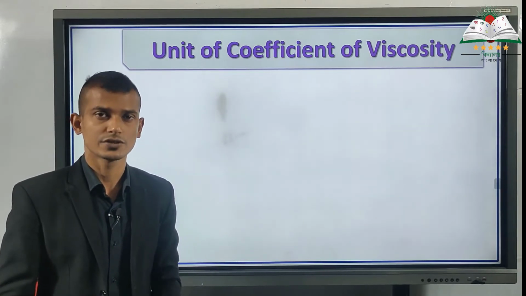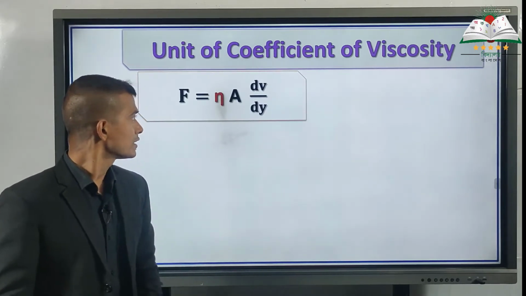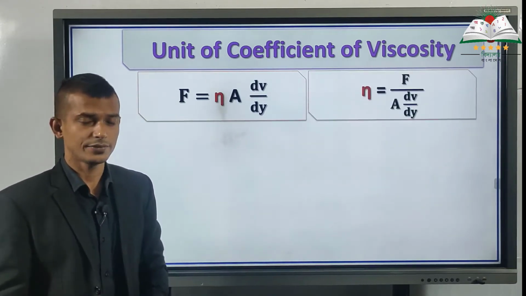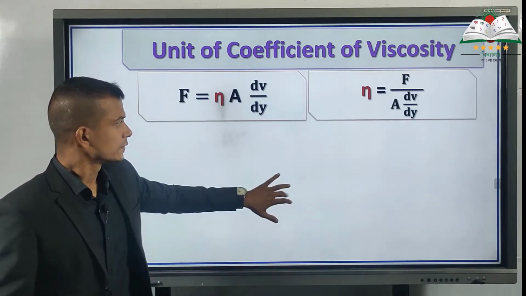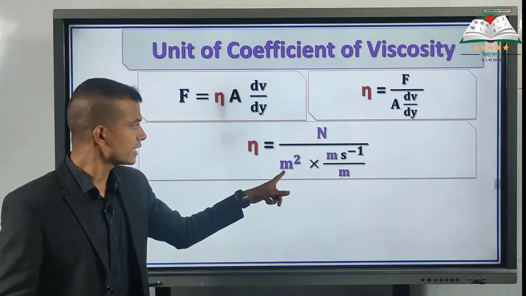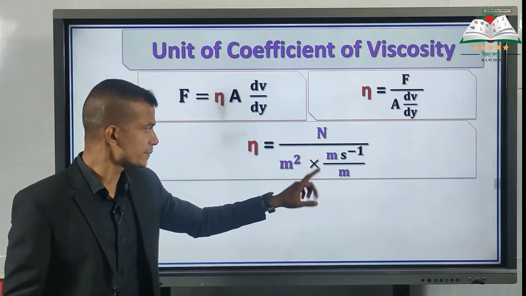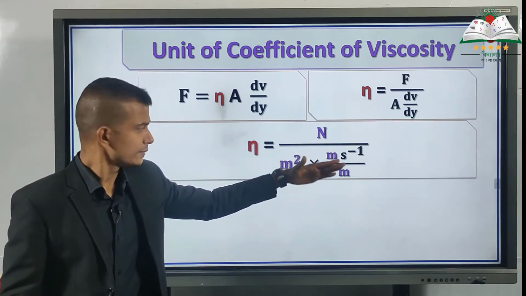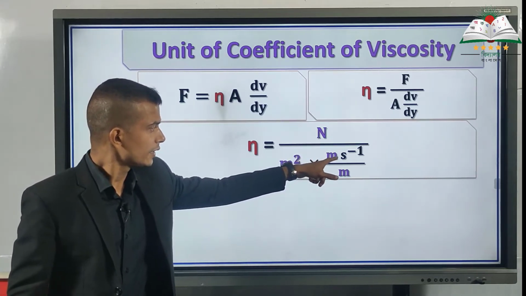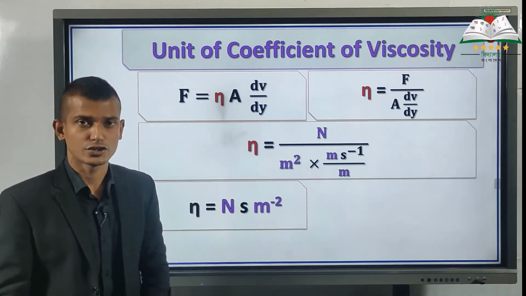unit and dimension of viscosity coefficient. As we can see, we can write Newton's law of viscosity as F equals eta A dV by dy. We want to find out the unit of eta, so we can write eta equals F divided by A dV by dy. So eta equals force with SI unit of Newton, area is meter square, velocity is meter per second, and dy, which is the thickness, we can write as meter. This meter and this meter vanish, the meter square remains, and S inverse becomes S. So it equals Newton second per meter square.